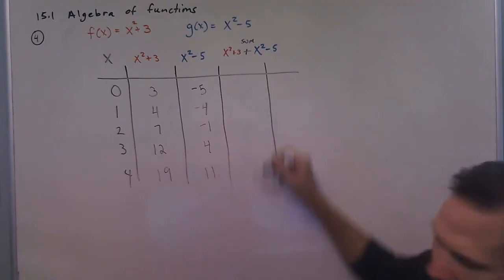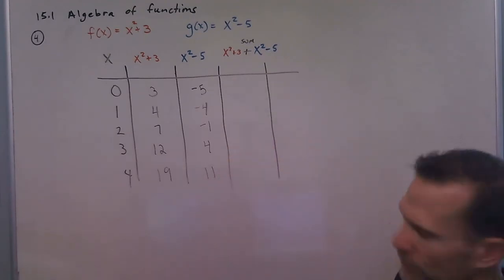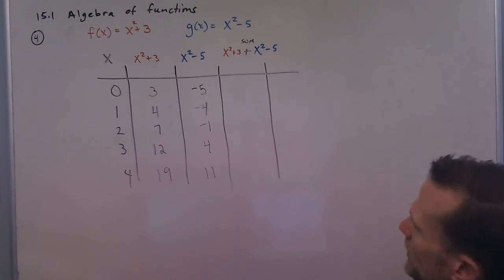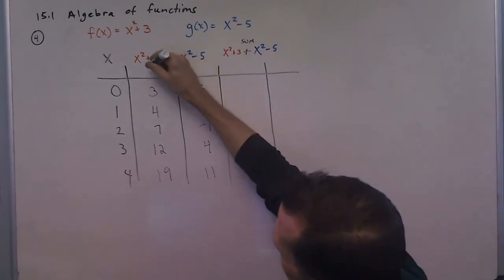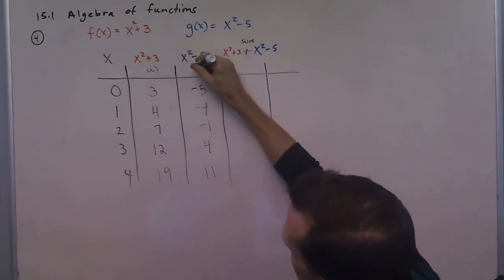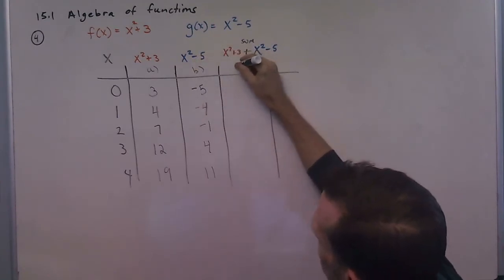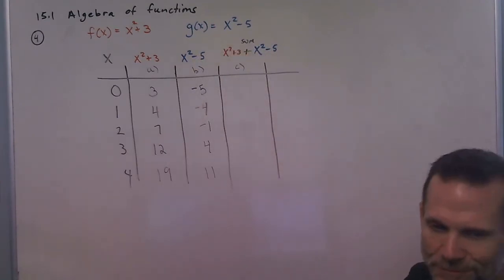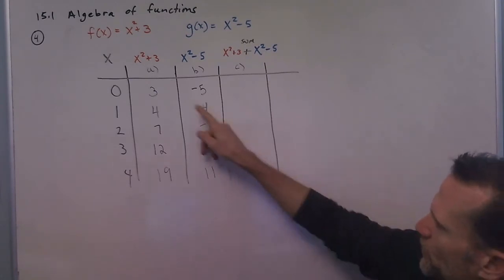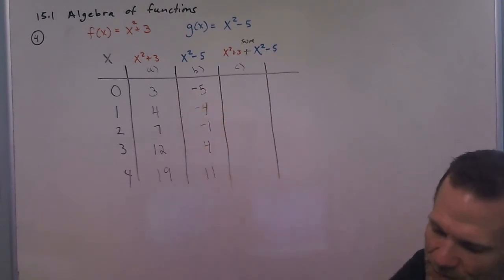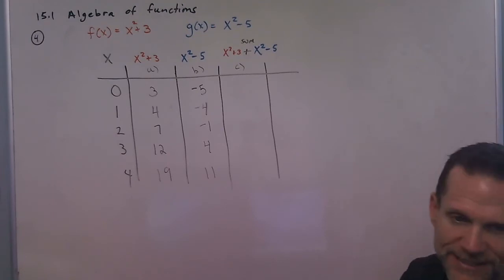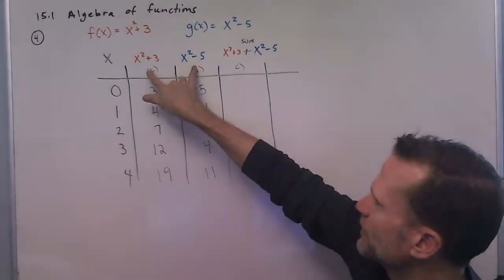Okay. Now this last column, I saved it. If you read the problem, this is part A of the problem, this is part B of the problem, and then this is part C of the problem. What we're going to do here is add these two values together, because if we look through part C, it says find the sum of these two functions.